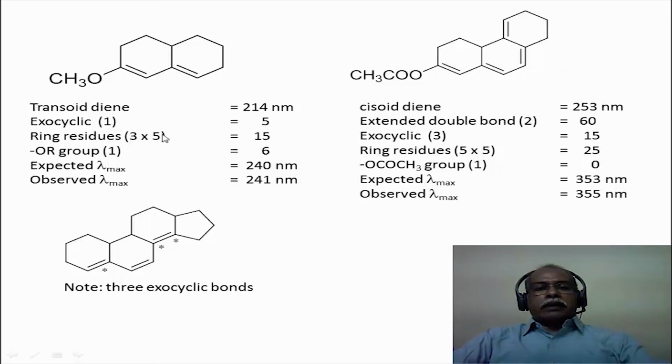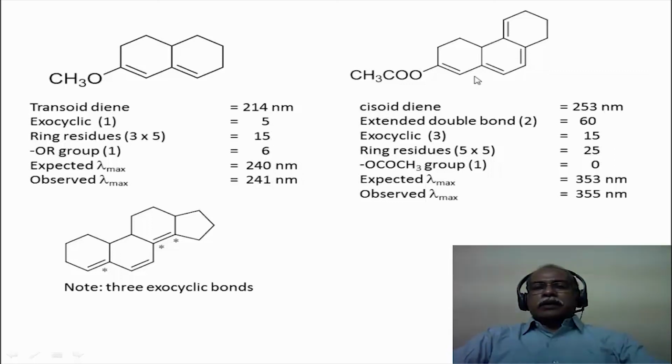And then you have the ring residues, which are these residues. This is one ring residue, and this is another ring residue, and this is a third ring residue. So totally there are 3 ring residues, corresponding to this carbon substituent here, this carbon substituent here, and this carbon substituent here. For each ring residue, it is a 5 nanometer increment. So 3 times 5 is a 15 nanometer increment. There is a methoxy substituent on the double bond that is contributing about 6 nanometers. So overall, if you add up these numbers, it comes to 240 nanometers based on the empirical additivity rule. The observed lambda max is pretty close to the expected value.